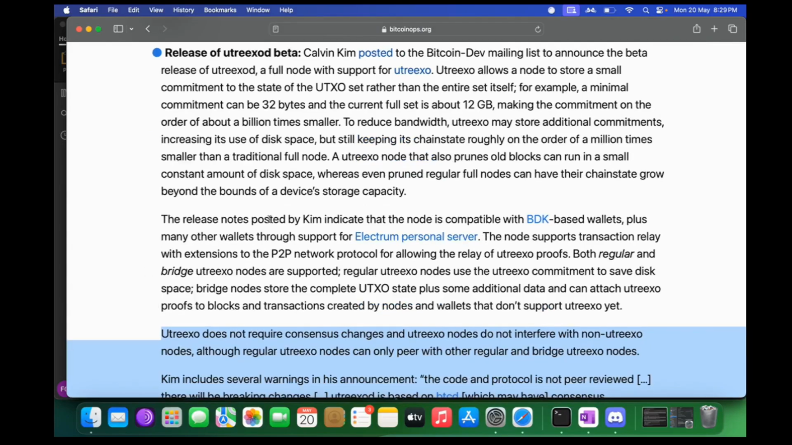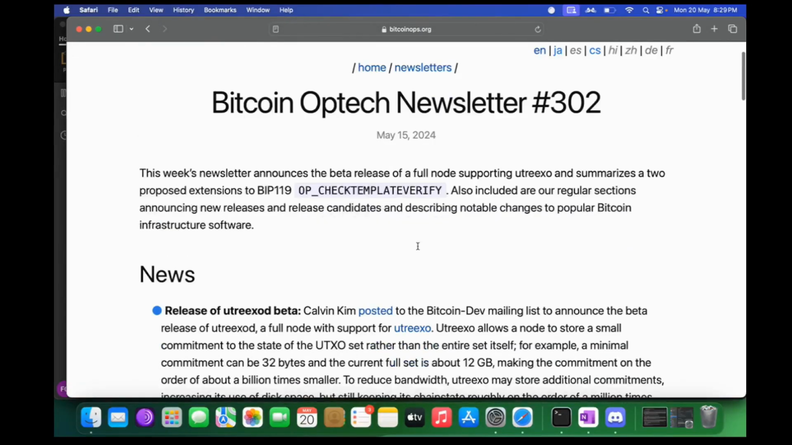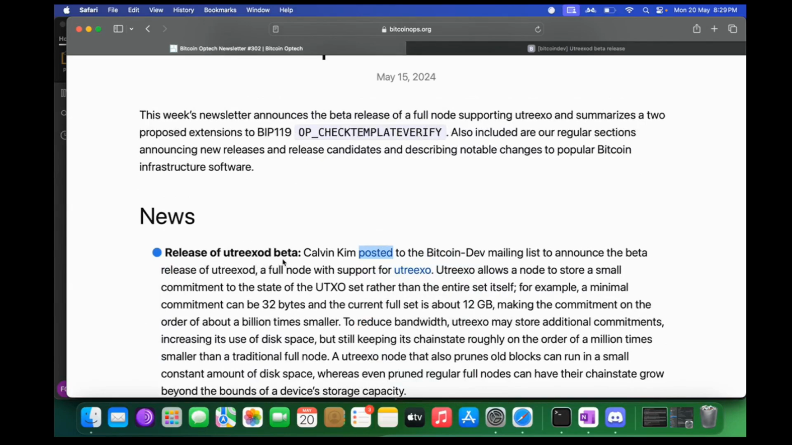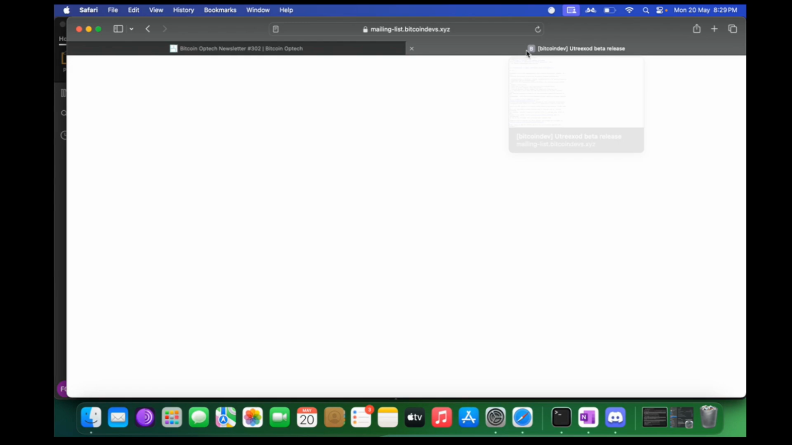And this post also has some interesting information. UTreeXO is the name of the proposal, and UTreeXOd is the node that supports UTreeXO. Its beta testing is being done by Calvin Kim. I think he's an HRF grantee.